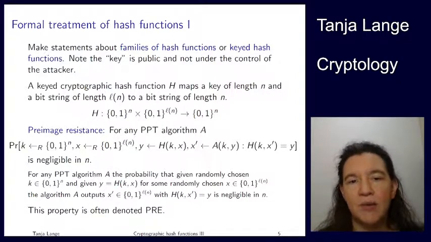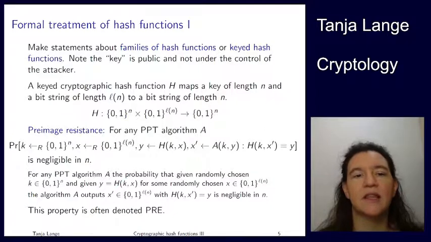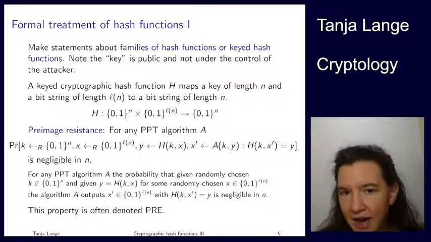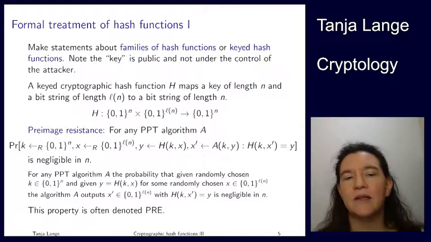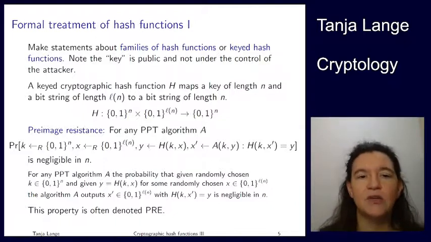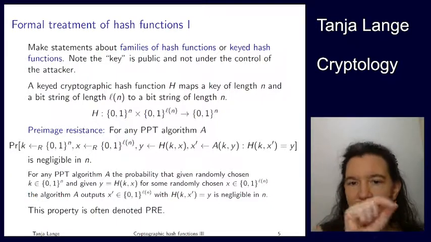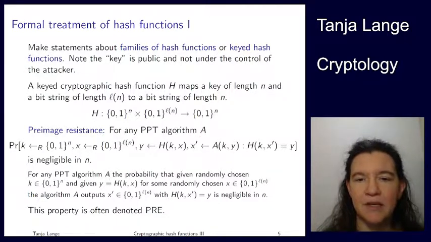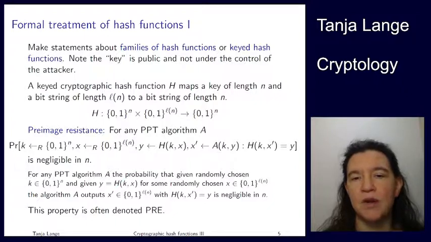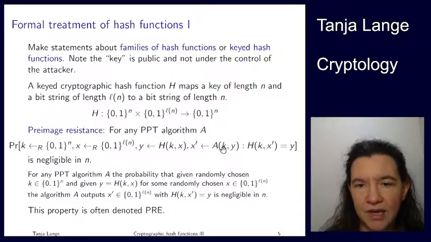So then we can formalize pre-image resistance saying that for any probabilistic polynomial time algorithm, the probability that you can find a correct x' with your algorithm, which now takes as parameters not just the y for which you want to find the pre-image, but also the key k.